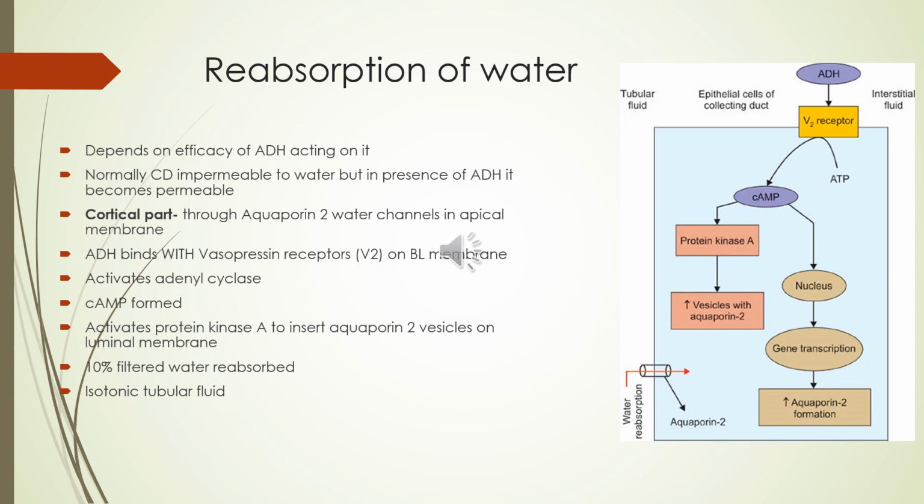When the ADH binds with the vasopressin receptor, V2 receptors located in the basolateral membrane, it activates the adenyl cyclase. And this adenyl cyclase increases the production of cyclic AMP. This cAMP helps in the insertion of aquaporin 2 channels in the luminal surface, and also it helps in the formation of aquaporin 2 water channels itself. So cAMP helps in the formation of aquaporin 2 water channels and also in the insertion of these channels in the luminal surface.